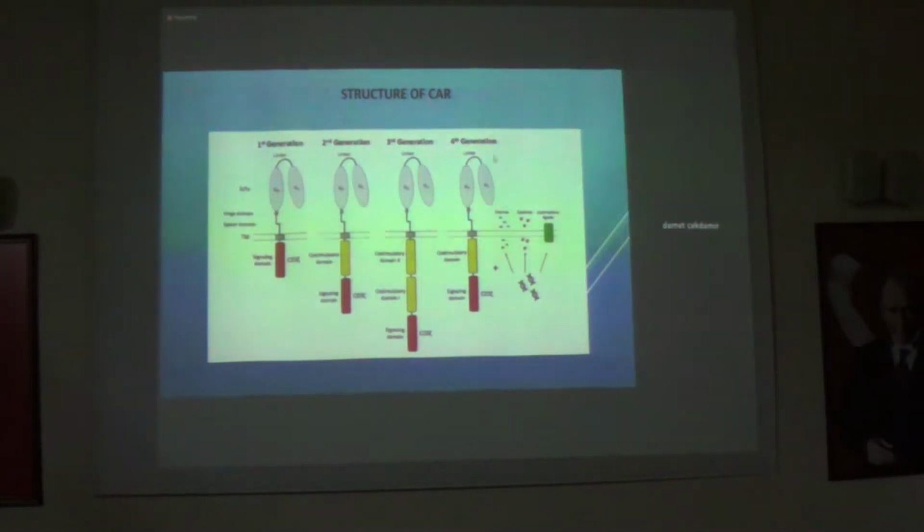While in the fourth generation of the CAR T cells, along with the co-stimulatory domains, cytokine genes or other enzymes and other viral epitopes are also incorporated, so that later on, after CAR T cell therapy, the infections can be avoided, like CMV infection, EBV infections. Those infections also can be taken care of by the use of 4th generation CAR T cells.